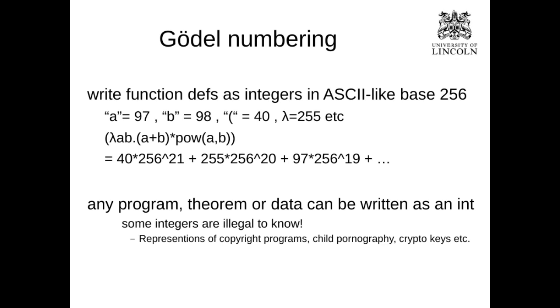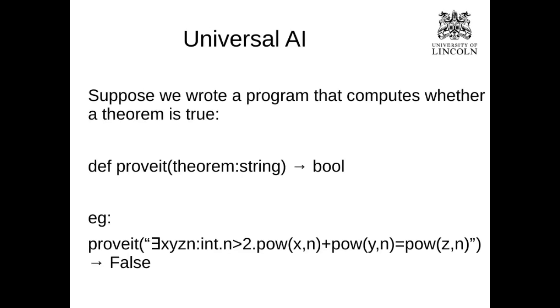Let's consider we write a program that computes whether a theorem is true. We can write a theorem as an integer using Gödel numbering. This means we can create a function. Let's call it prove it. Prove it is going to take initially a string representation of the program. It could convert that to a single integer, and it's going to return a bool. And the bool is going to tell us whether or not the theorem is true or false.